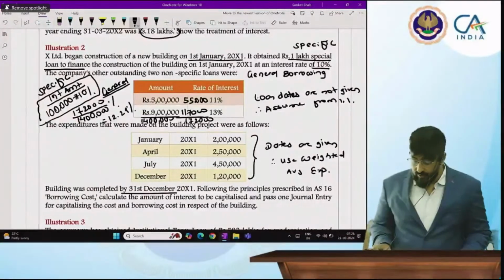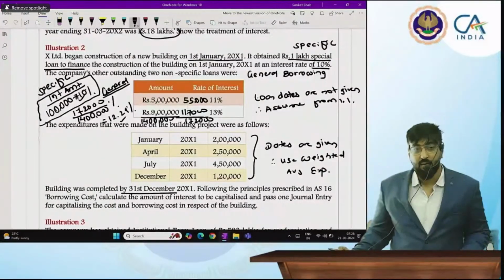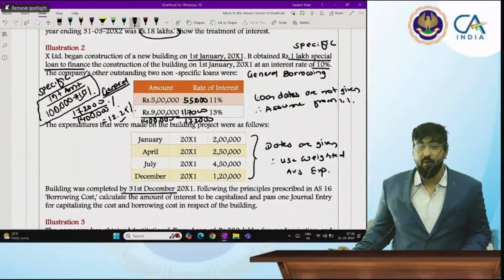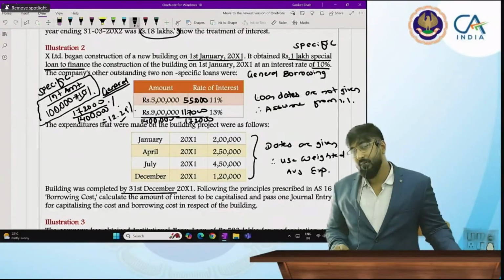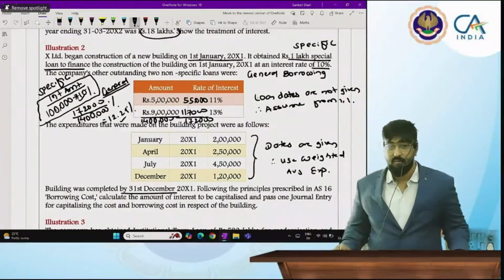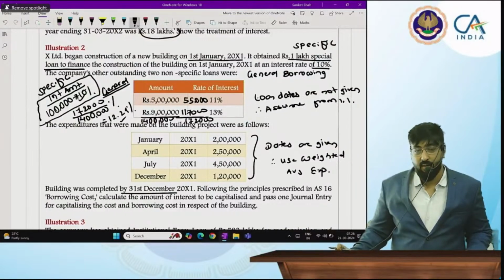Now see, हमें दो इंटरेस्ट रेट मिल गए. One is for specific borrowing. What is the interest rate? 10%. And for general borrowing, what is the interest rate? 12.29%. Have you written it on the study mat? स्टडी मैट पे जो भी मैंने लिखा है वो लिख लो. Write it down. करेक्ट है? Yes, sir.